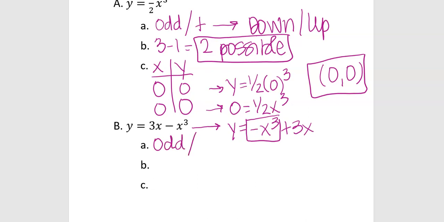And negative. Okay, so we're in the second section and we're negative. What's that one do? Up, down.